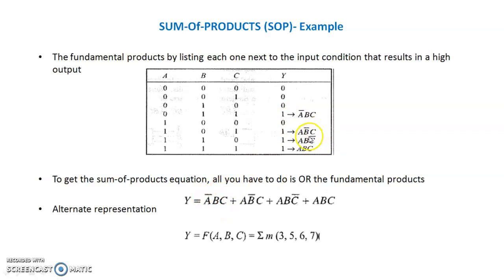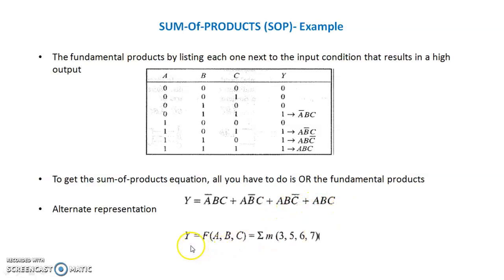We consider this term. For the second term, A is 1 and B and C are 0 1. So A is 1 means we consider A here, and B and C are 0 1. B is 0, so that's why we write B bar, and C is 1, so C is written here. For the third term, the output is 1 for 1 1 0, meaning A is 1, B is 1, so A B C bar. And the last term where the output is 1, all the conditions are 1 1 1, so A into B into C. So the final expression we got is Y is equal to A bar BC plus A B bar C plus A B C bar plus A B C.